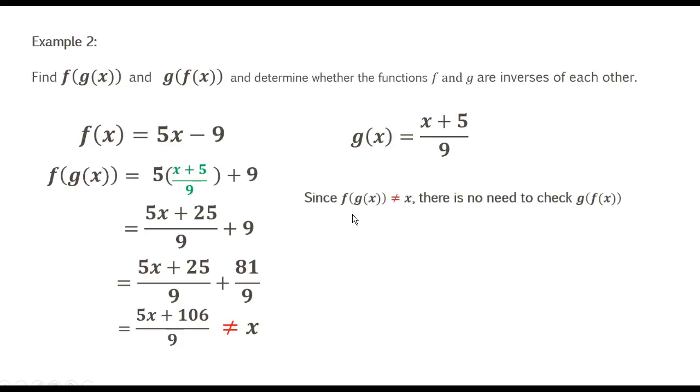Since f composed of g of x is not equal to x, there's no need to check the g of f of x, because in order for these functions to be inverses of each other, the composition has to equal x both ways. This one already failed, so there's no need to go through the work on this one. Let's look at another example. Oh, and once again, f and g are not inverses of each other.